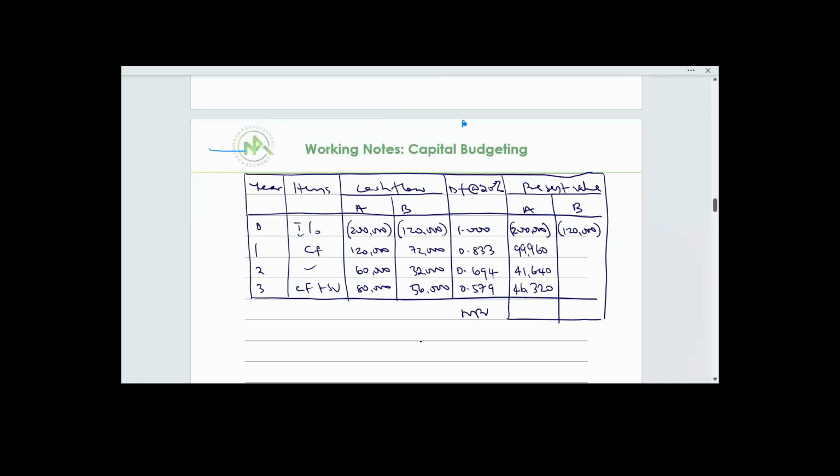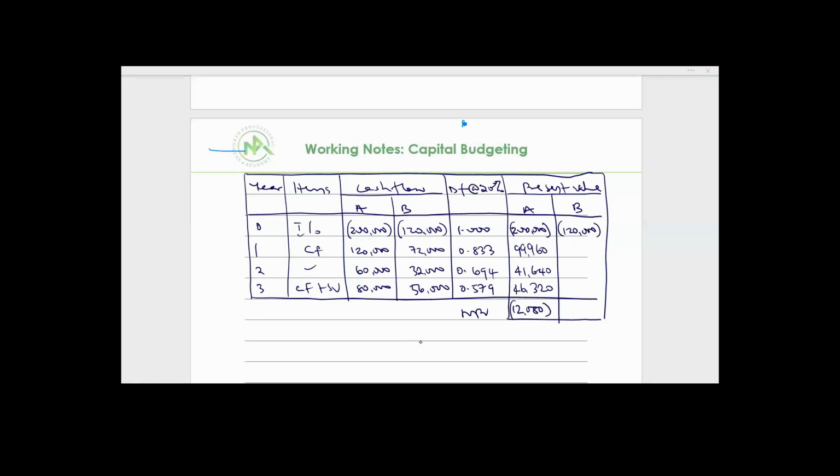Add it up: 46,320 plus 41,640 plus 99,960 equal 187,920 minus 200,000 equal 12,080. So here is 12,080 negative. You can see, which means that if we assume anything from 17%, we should be able to get a negative NPV, but this is okay. Move on.